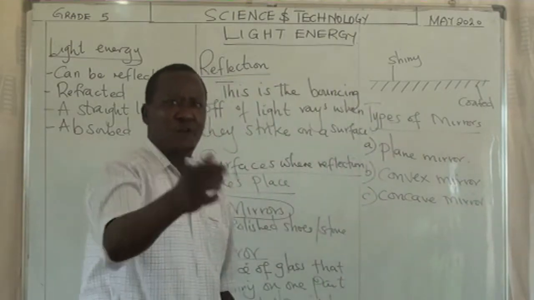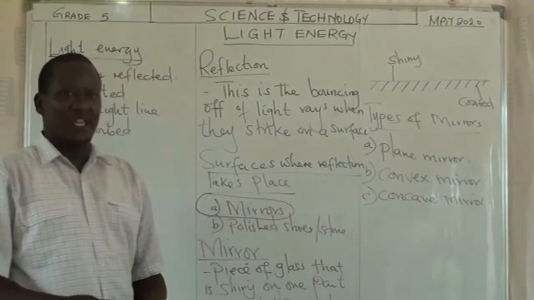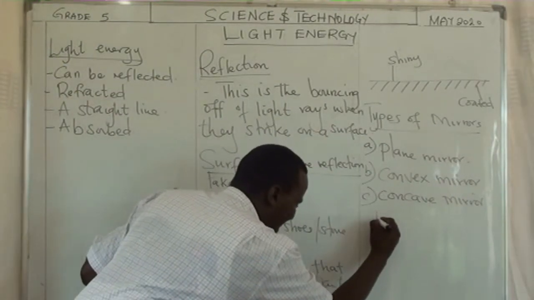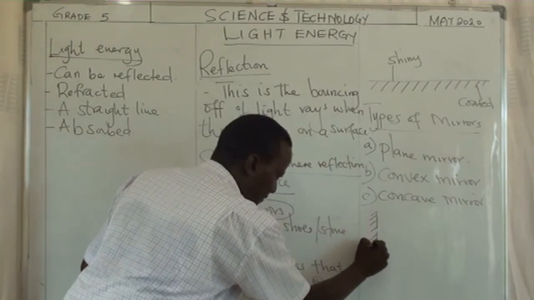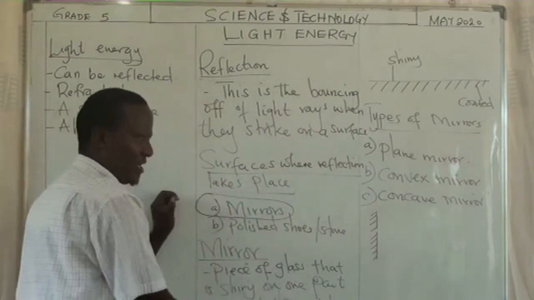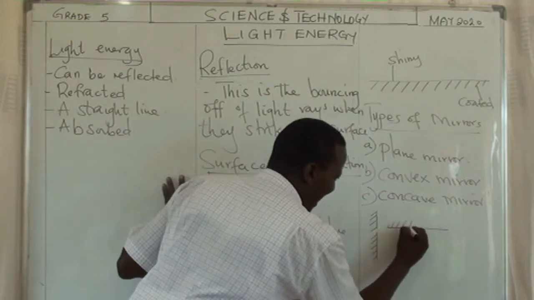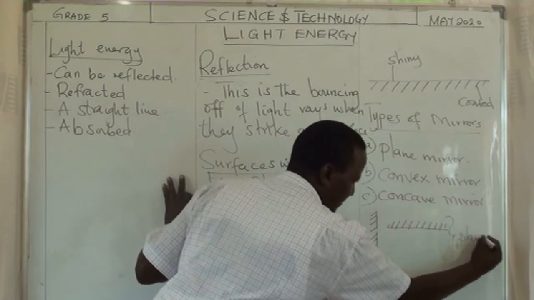I'm going to draw for you 3 diagrams here, which are going to refer to these 3 types of mirrors. The first one is a plain mirror. The plain mirror is just straight and then coated on one side. It can be straight like that, you can even use this line here, but the line has to be straight. This one here is a plain mirror.